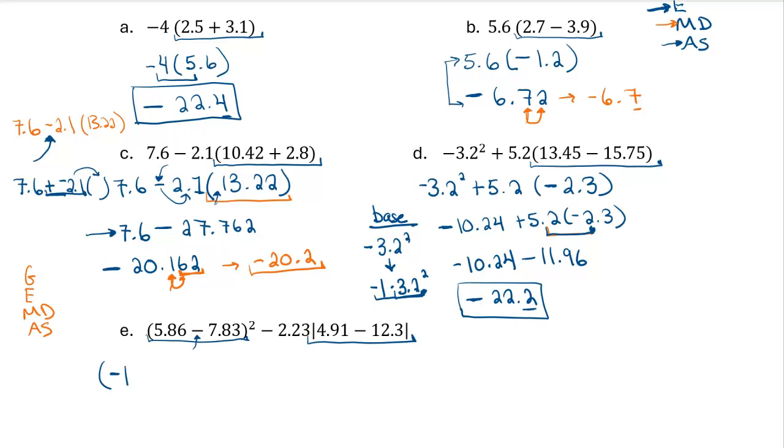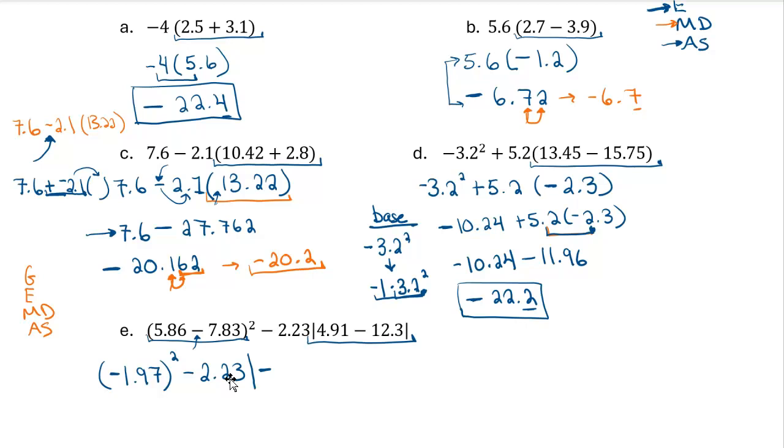And I get -1 97/100 squared. I haven't done anything with that yet. Minus 2 23/100 absolute value. And on the inside of the absolute value, I see once again, I have more negatives than I do positives. So I know that when simplified within the absolute value, the answer will be negative.